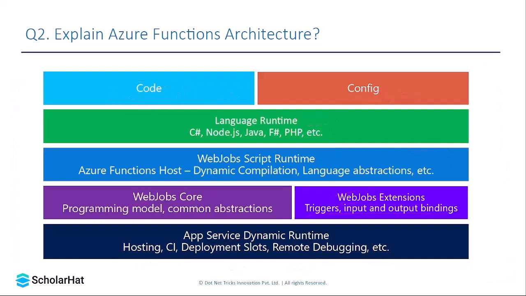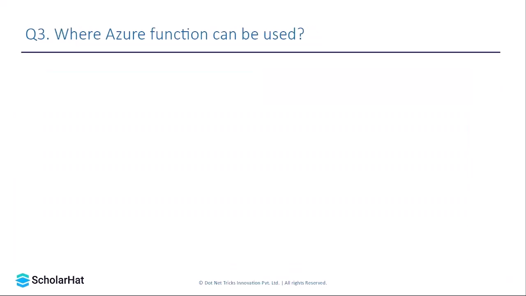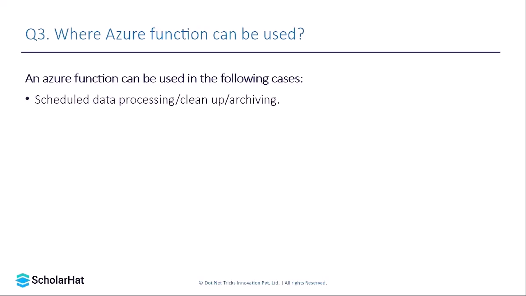Now let's move to the next slide or the next question: where can Azure function be used? It can be asked in a different way, like what is the practical use case of an Azure function? The practical use case of an Azure function can be scheduled data processing, cleaning up and archiving tasks. As discussed, it can be used for a scheduled task. Like if you want to clean up a storage account, you can write an Azure function. If you want to archive some of the files that are available in a storage account, you can use Azure function. It can also be used as a serverless web app SPA backend via HTTP.